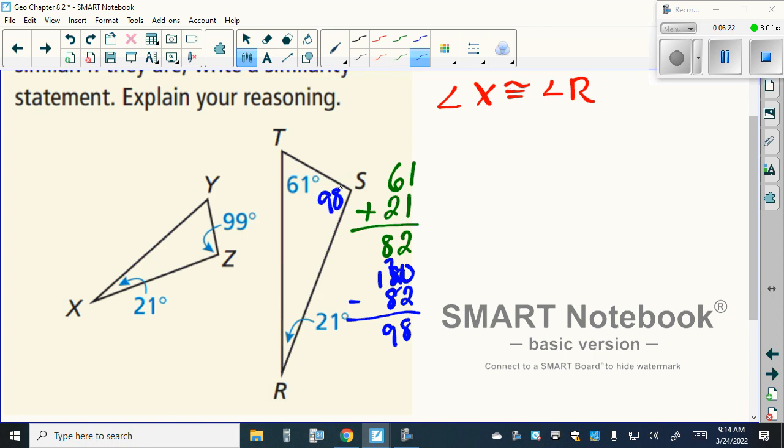So the measure of angle S is 98 degrees. Do we have our second set of angles that are congruent? No, because S is 98 and Z is 99. Those aren't the same.